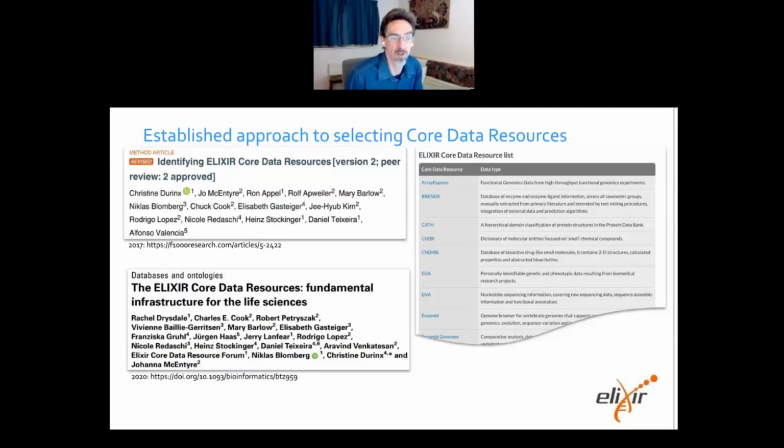So if you want to find out more about these, here are the two papers that explain how they've been identified. And the second paper is a post selection analysis of some of the key value points of the core data resources selected by Elixir. For instance, how many people use them, how large the data resources are, how many times they've been cited in the literature, etc.